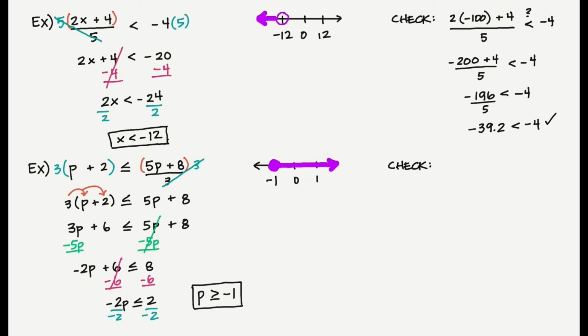So again, I'm going to pick 0 to make it as easy as I can. So this 0 plus 2 is less than or equal to 5 times 0 plus 8, all divided by 3. Okay, so I'm left with 2, and then that is 0 plus 8 on the top, divided by 3. So really that is 8/3. If you want to rewrite it, this is going to say 2 is less than or equal to 2.66666, so I'll just put a repeating symbol, and that is a true statement.